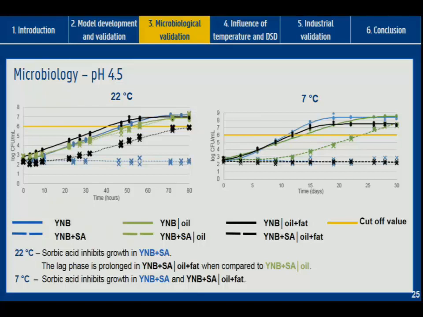Interestingly, at 7 degrees, not only was growth inhibited in microbiological media, but also in the systems where fat was added. So again, the solid fat hindered the partitioning of sorbic acid.